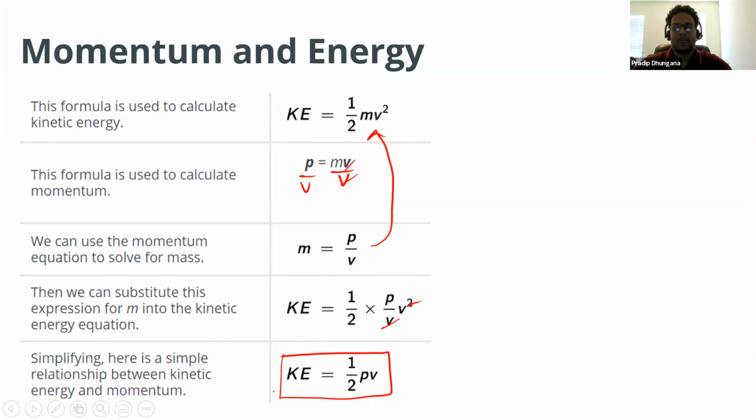But we can find that relationship by another method as well. Kinetic energy is 1/2 mass as it is. We can rewrite velocity squared as v times v. That's the same thing. And mass times velocity is momentum. So it becomes 1/2 times momentum times velocity. So this is the relationship between kinetic energy and momentum. I'll pause here for some time. If you have any question, please let me know.